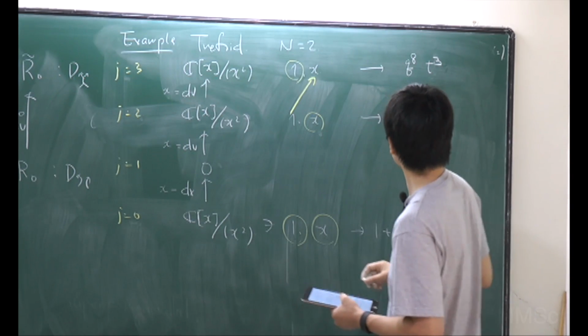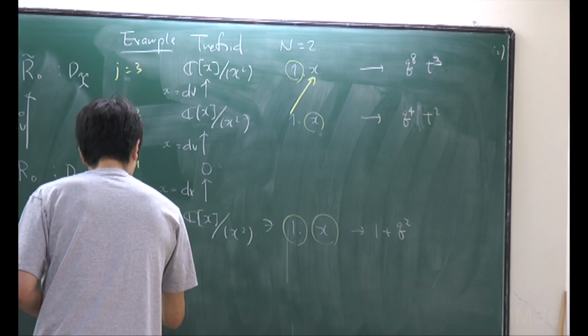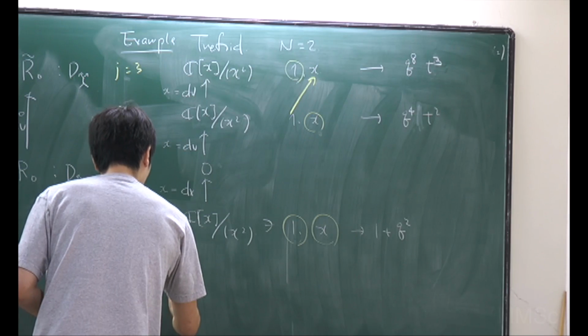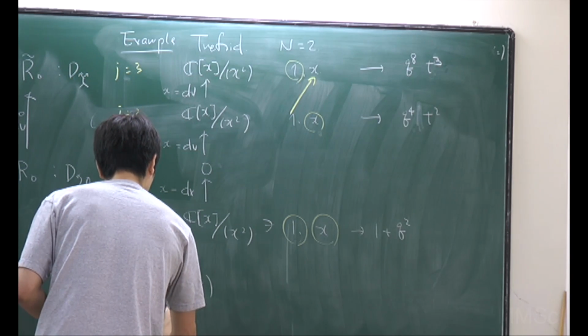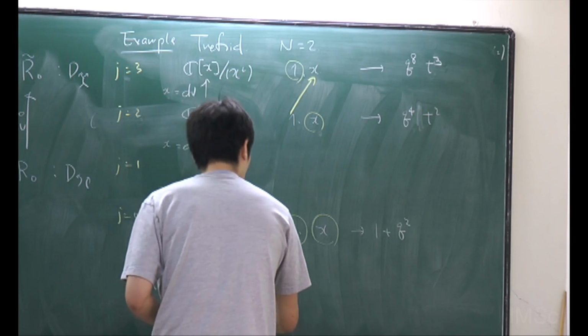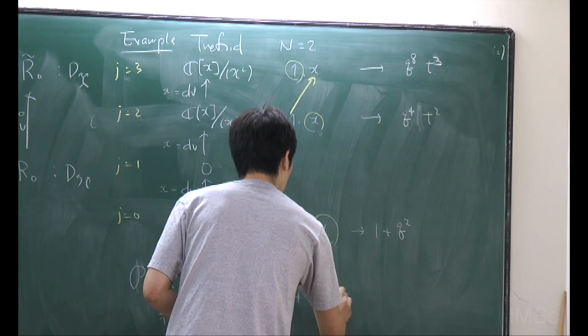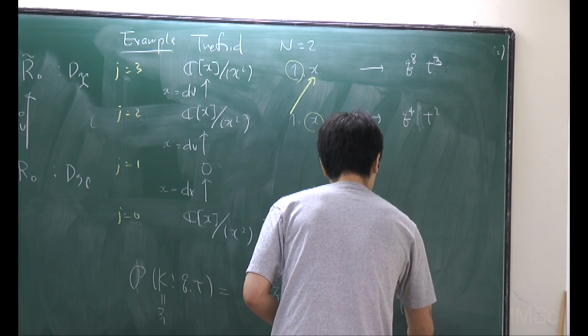And what's going to happen? This Poincare polynomial. So let's write P of K and QT, K is the triple: 1 plus q square plus q to the 4t square plus q to the 8t cubed.